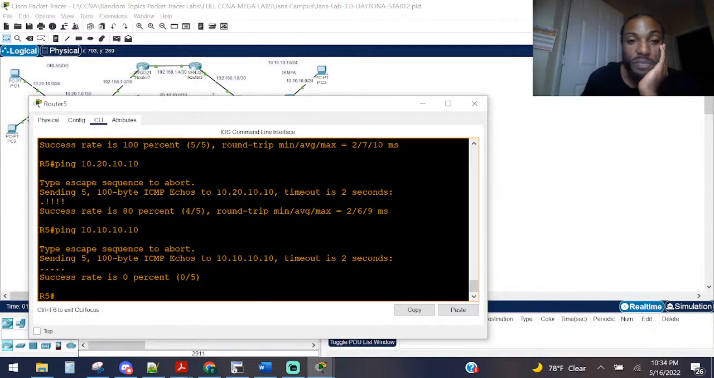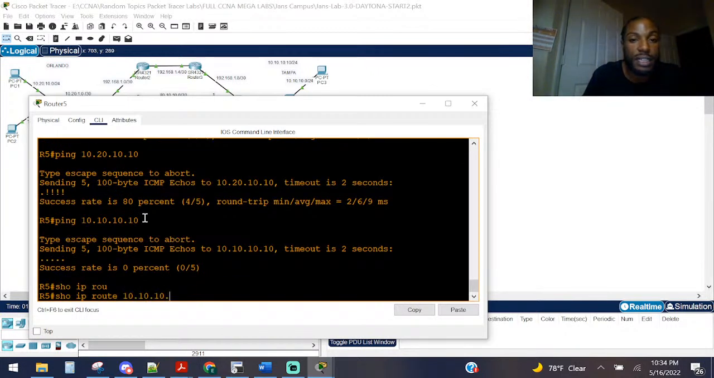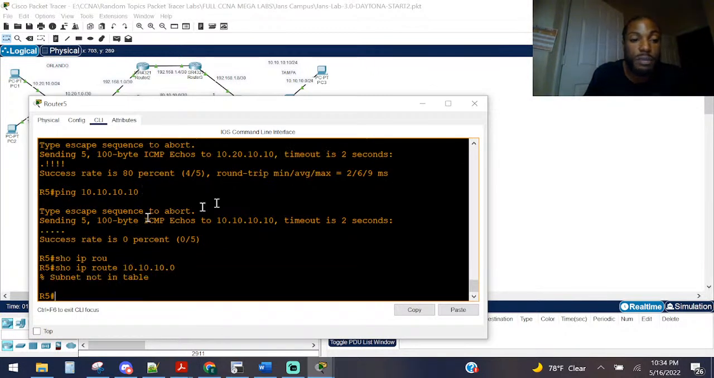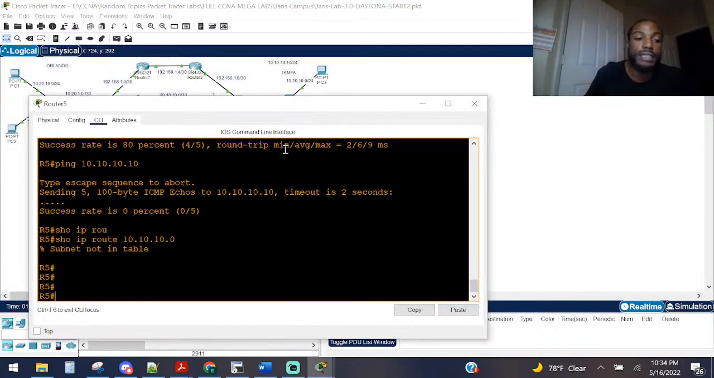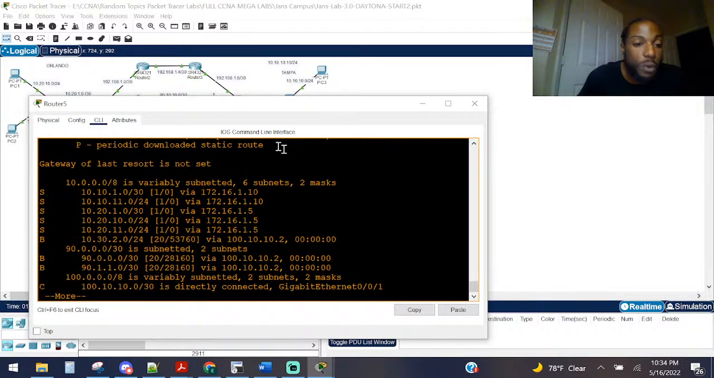0%. Does he have a route to the 10.10.10.0 network? Show IP route. 10.10.10.0. Subnet down the table. That could be the problem. No, I don't think that's a problem. But router 5 doesn't know how to get to that network back there. Let's see. Show IP routes. It could be that we're missing a bunch of static routes.